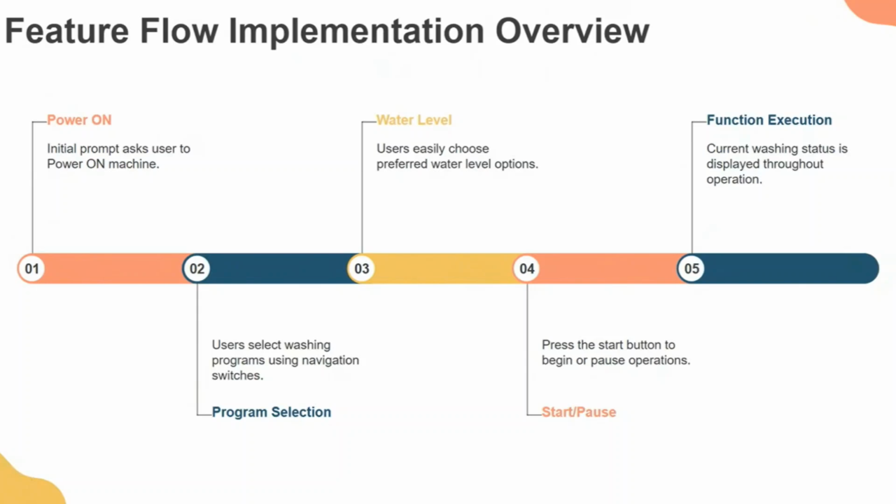Program selection, we need to select the program, which type of clothes you are washing. Water level, it is desired by the clothes. It is dependent on what type of clothes you are washing. Start or pause, press the start button to begin or pause the operations. Function execution, current washing status is displayed throughout the operation.